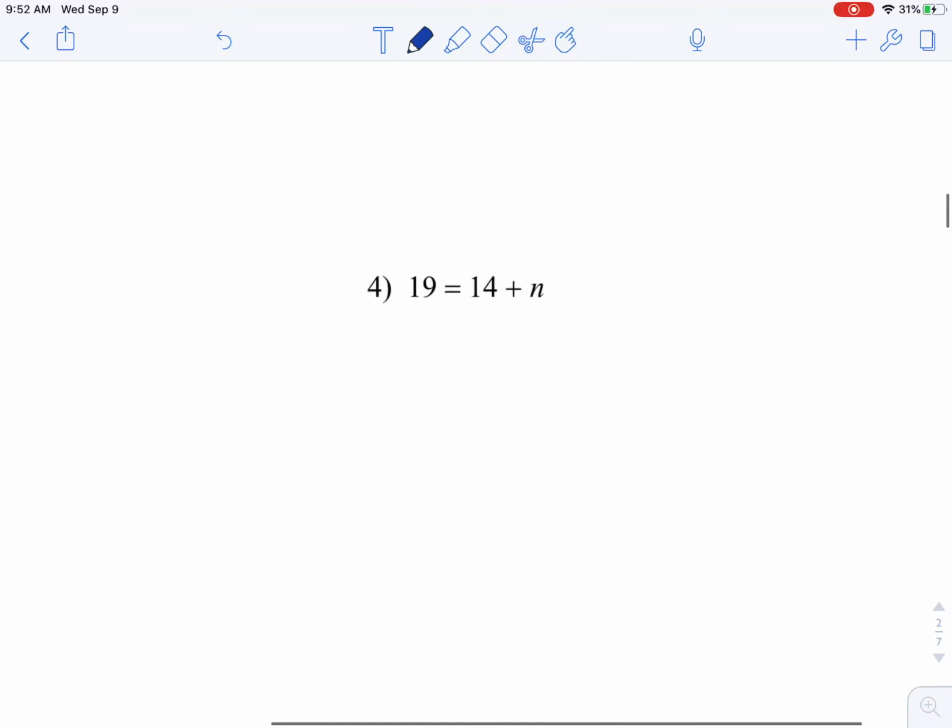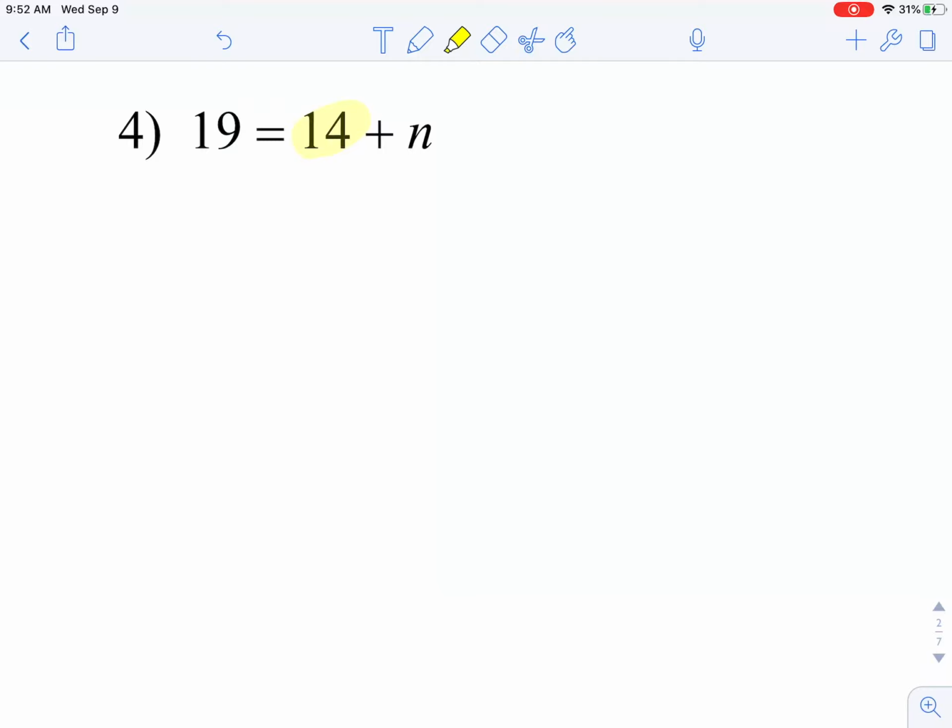All right, number 14. No, number 14. There's a 14 in it. I'm smart. Number 4. So we have 19 equals 14 plus n. Again, you could probably do this in your head. What can you add to 14 to get 19? And you're probably just saying, oh, 5. The answer is 5. Correct.